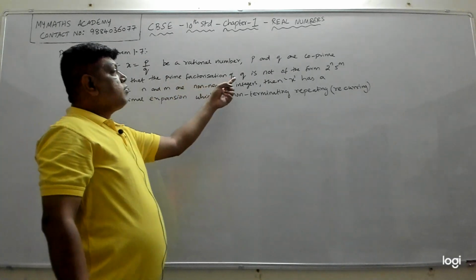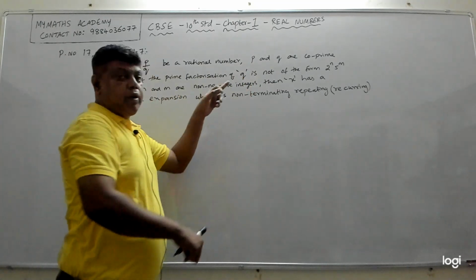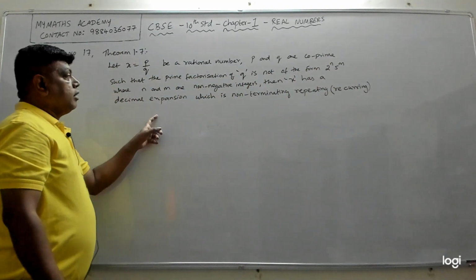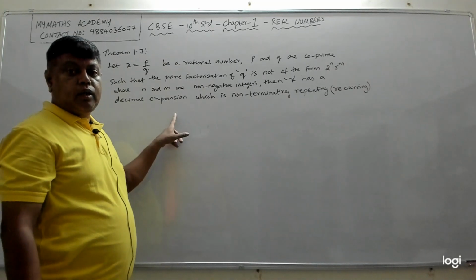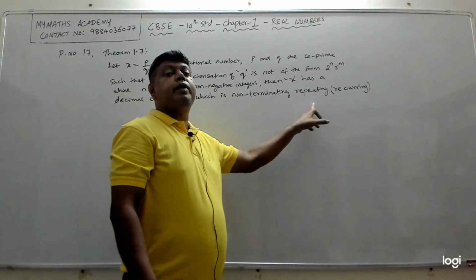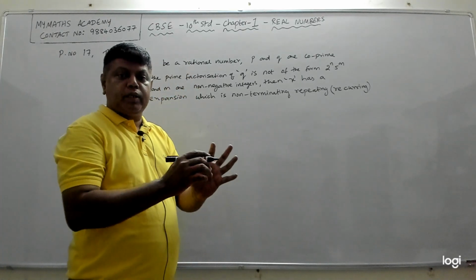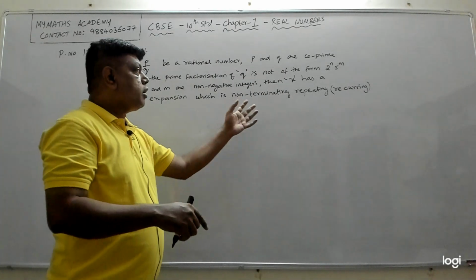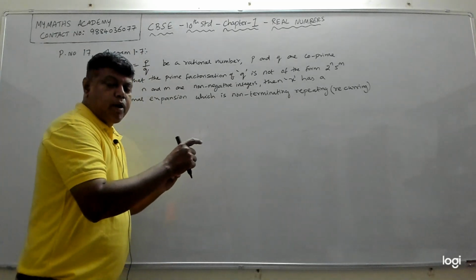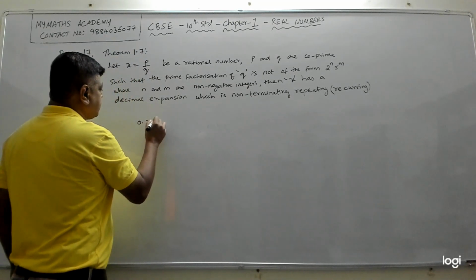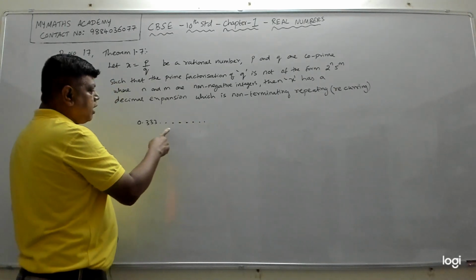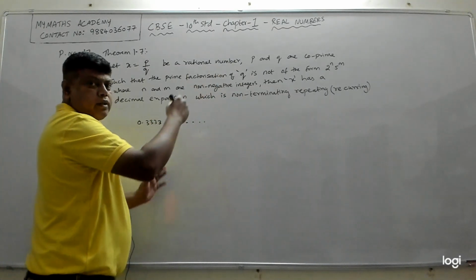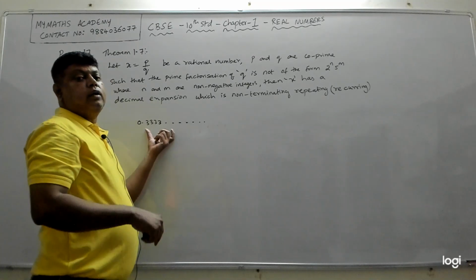At that time, if you find the prime factorization of q, the denominator, and suppose it is not in this form of 2 power n 5 power m, then we can say that x has a decimal expansion which is non-terminating, repeating. It will not terminate, which means the decimal expansion of that number will not stop, but it will repeat. It is non-terminating and recurring, which means the decimal part will not stop. It will be like this, 0.3333, like that it will go. This is called non-terminating but repeating. 3 is repeating, but it will keep on going. So this is called non-terminating but repeating.